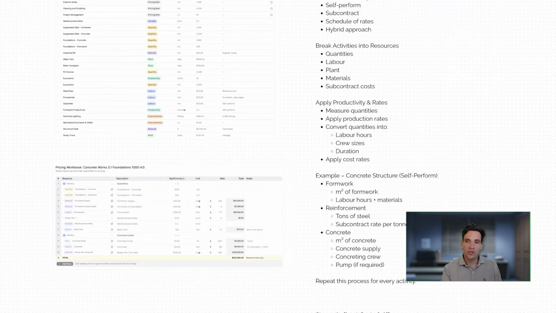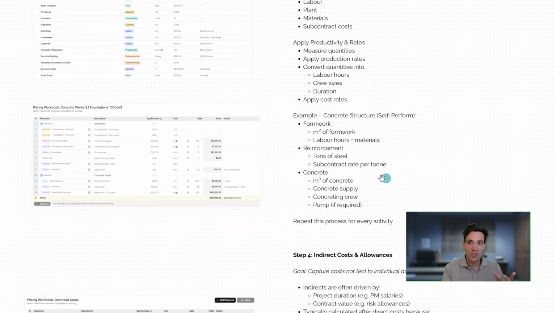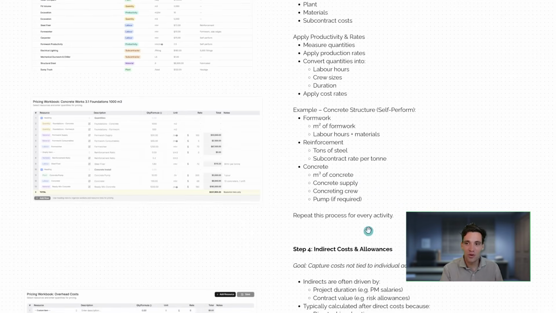So for something like concrete, we've got our meters squared of formwork, the labor and materials associated with that quantity of formwork. We'd have our reinforcement, which might be tons of steel, and then there would be some productivity and number of hours associated with that, or we might get a subcontractor who's just installing that on a per ton basis. For concrete, we'd calculate our meters cubed of concrete, how much we need to supply, how many labor hours to place, and whether or not we need a pump.